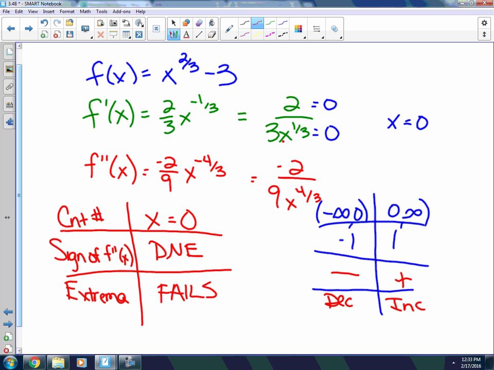Min. So here, the second derivative test failed, but when we went back to the first derivative test, it helped us out. And so what we're going to do for our answer is a min. Then you put 0 back in the original to figure out what the y value is, and that's going to be -3 when x equals 0. And there's our answer.